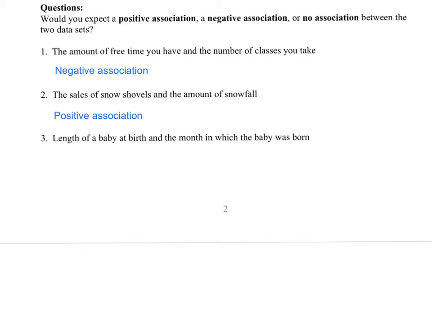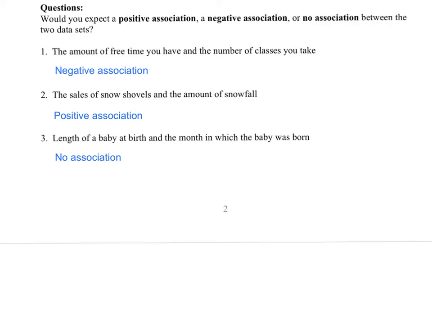And then number 3, the length of a baby at birth and the month in which the baby was born. That would be no association. The data is not related. The month the baby is born is not related to how long the baby is at birth.